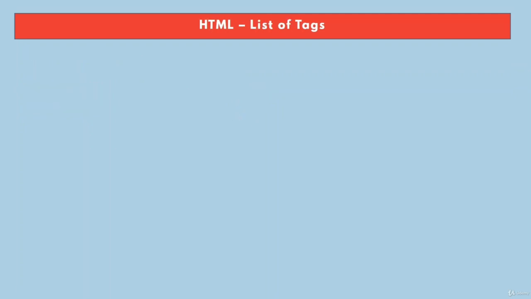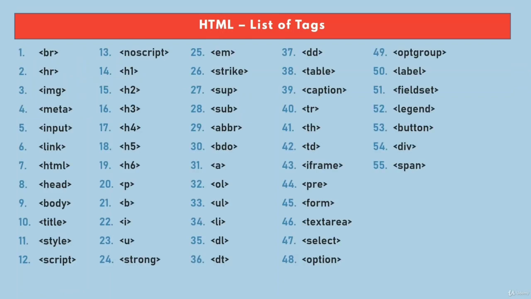In HTML4, the most important HTML tags which are useful for real time are 55. Out of these 55, the first 6 are unpaired tags. BR, HR, IMG, meta, input, link are unpaired tags. All remaining are paired tags. So if it is a paired tag, we should write the opening and closing compulsorily. If it is unpaired, we should not write the closing tag.